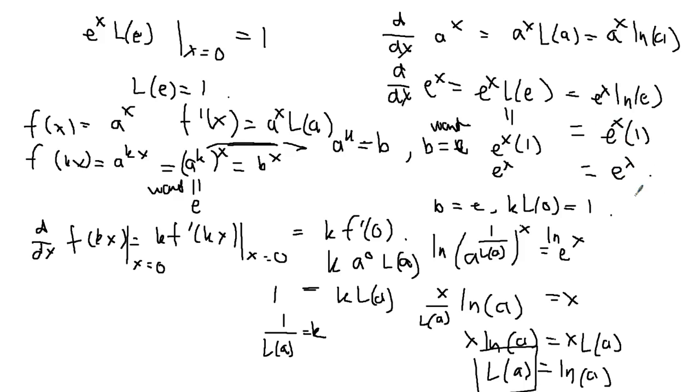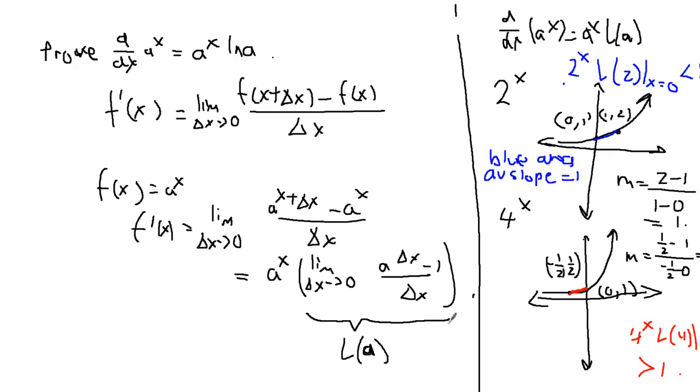So we found our L of a, right? If you go back to this, the limit as delta x approaches 0 of (a to the delta x minus 1) over delta x is equal to ln of a. And that's going to be it for today's proof.